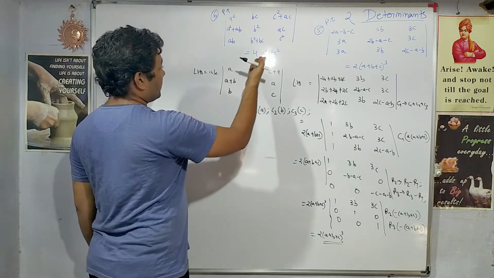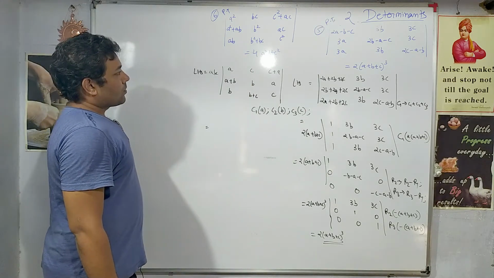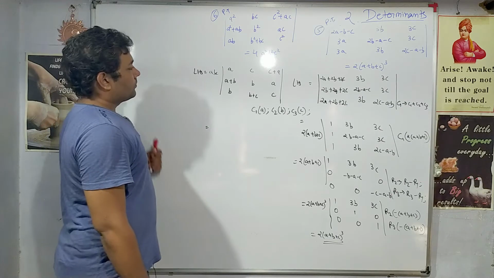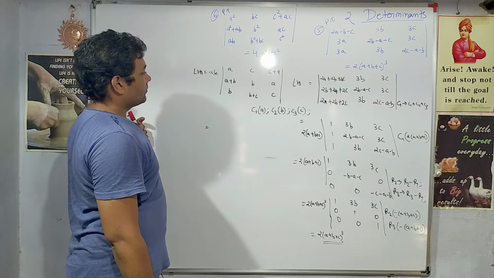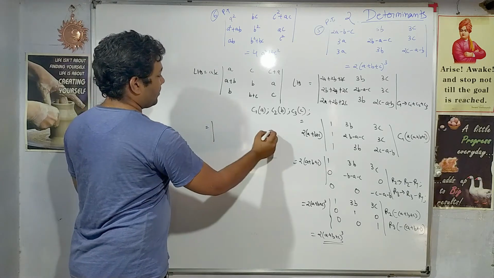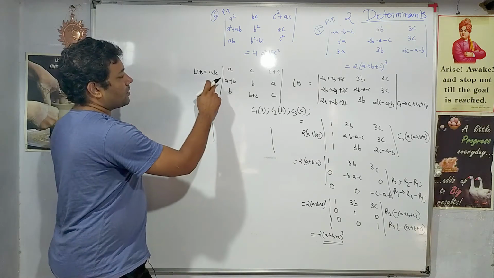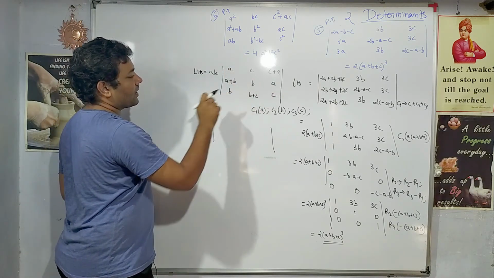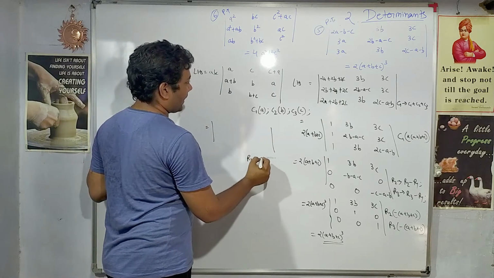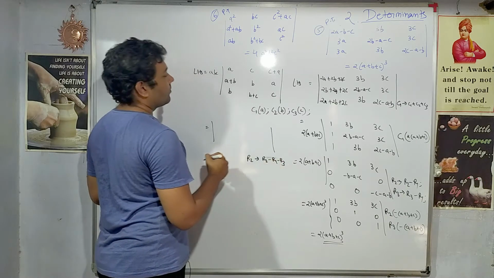Now I want one more time abc, I also want 4. Now what to do? I can see one more operation which will give me a fruitful result. That is, in the second row, if I subtract the first and the third one, what operation will I do? I will do an operation on the second row. What operation will it be? R2 minus R1 minus R3, right?